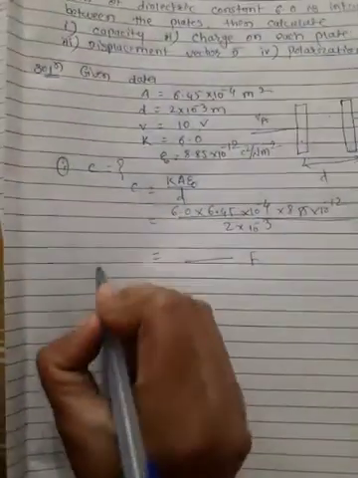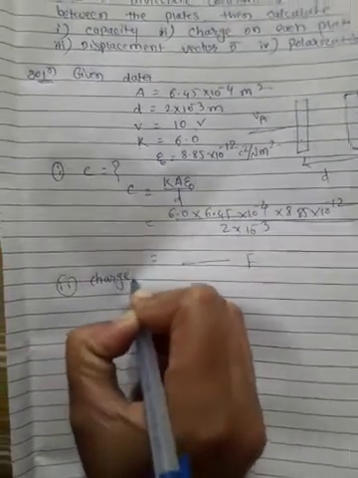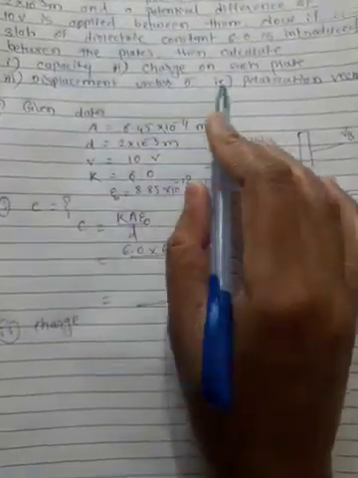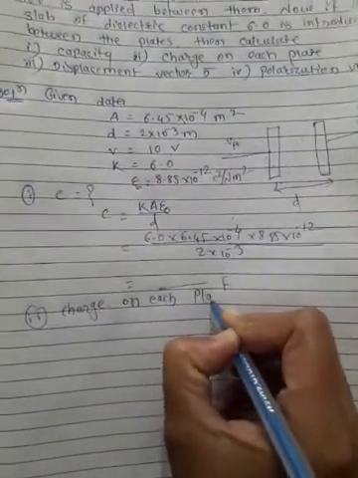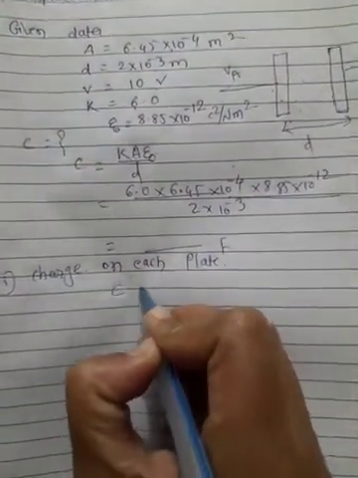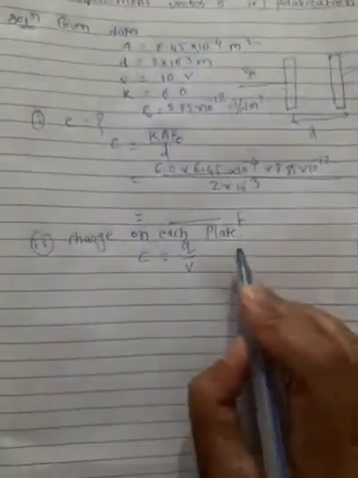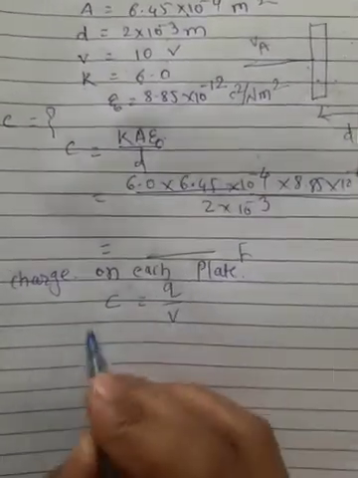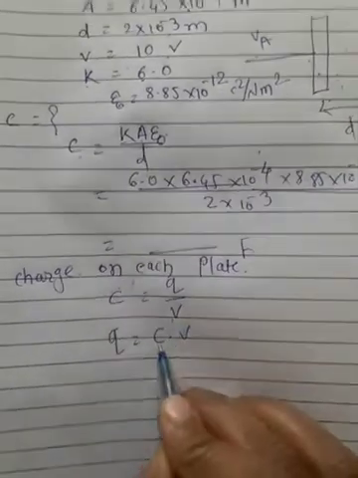The next, second, we have to calculate is the charge on each plate. For that we know the definition of the capacity of the capacitor, C equals Q upon V, where Q is the charge on the plate and V is the potential difference between the plates. From this we can take Q equals C into V, where C is the capacity.